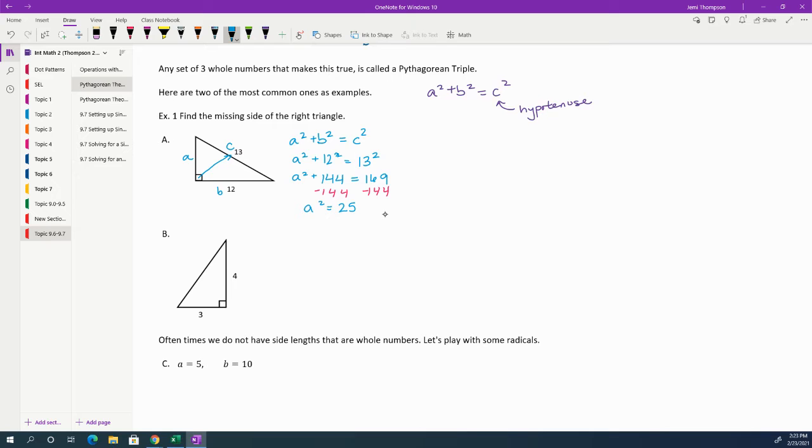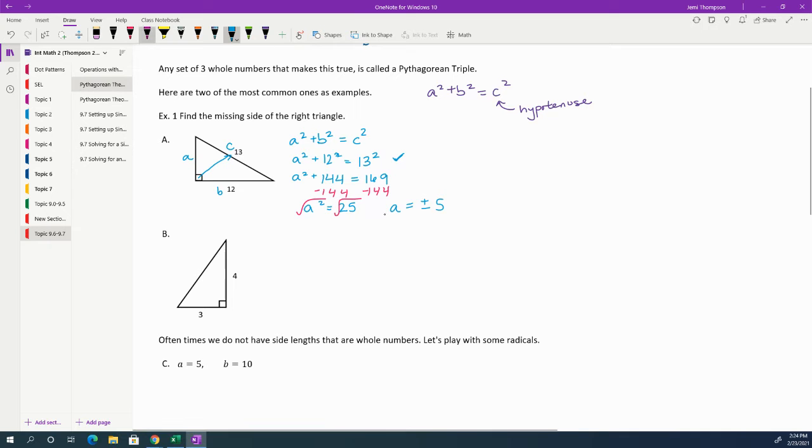A squared is equal to 25. To get A by itself, I take the square root. So whatever I do to one side, I have to do to the other. When I take the square root of both sides, we've been practicing lately that I get a positive and a negative answer, and the square root of 25 is 5. So it's true that A equal to negative 5 and positive 5 is a solution to this equation, but it's not true that I could have both answers for this triangle.